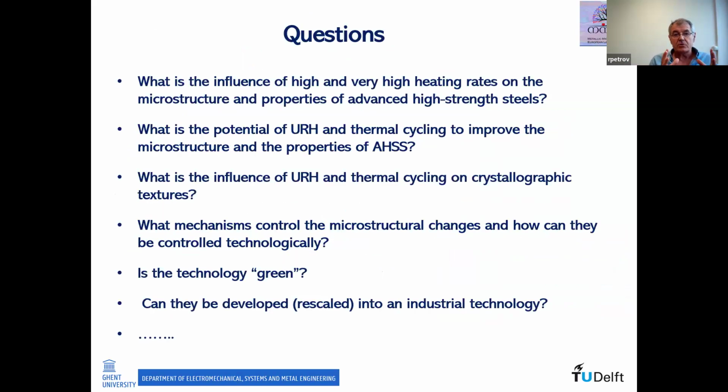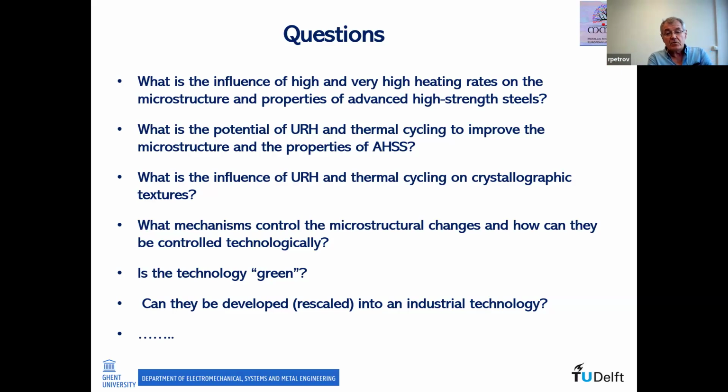So based on what I said, I want to put several questions here now. It's important to know what is the influence of high and very high heating rates on the microstructure and properties of advanced high strength steels. We have seen grain refinement, but how does it work, and is it the only reason to get good properties after that? What is the potential of ultra-rapid heating and thermal cycling to improve the microstructure and properties? How far can we go? What is the influence of those approaches on the crystallographic textures? This topic was almost never discussed.